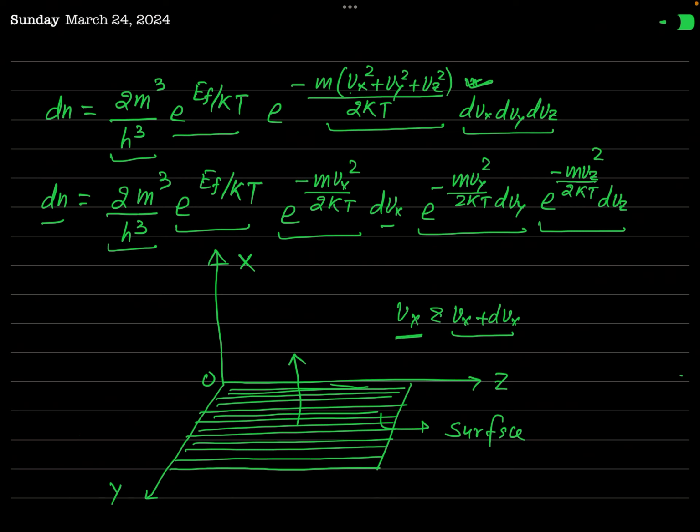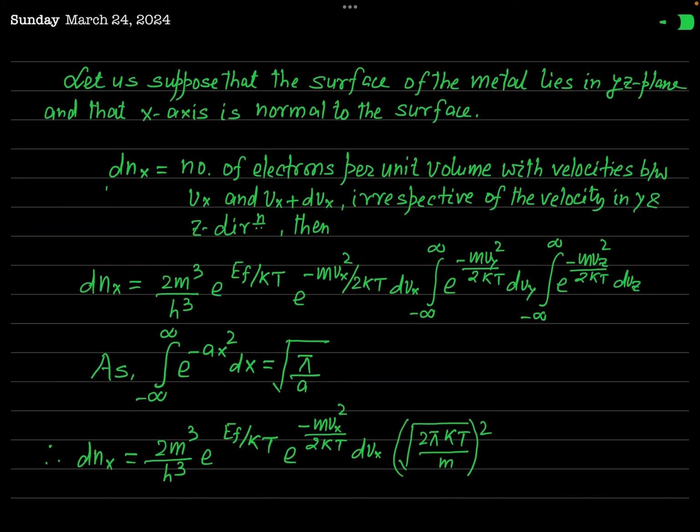So how can we obtain it? For this, we must integrate the equation I have written here for dn. For dnx, I have considered that dnx is the number of electrons per unit volume with velocity between Vx and Vx plus dVx, irrespective of the velocity in the y and z direction. Then this dnx can be obtained by integrating the exponential factor for Vy and Vz for all possible values of Vy and Vz, taking the x component at each.